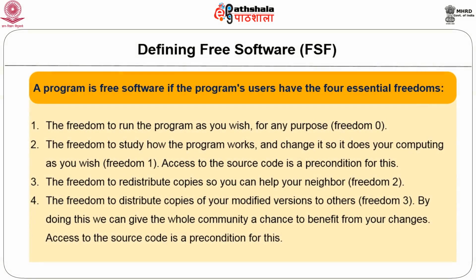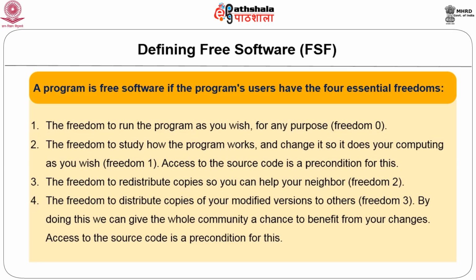So, the philosophy behind the Free Software Foundation has 4 points. There are 4 different freedoms when we are using free software. Freedom number 0, the first freedom, is the freedom to run the program as you wish, for any purpose. The second freedom is the freedom to study how the program works and change it so it does your computing as you wish. So, this indicates that access to the source code is a precondition for freedom number 1.